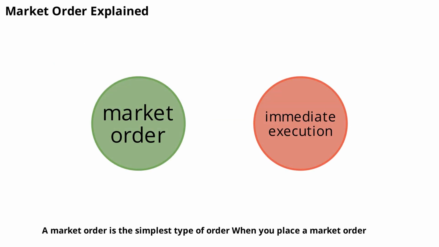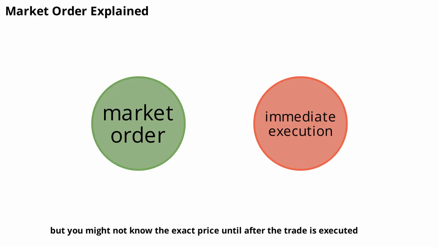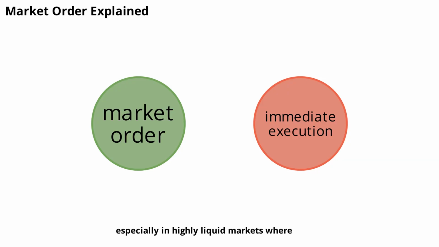A market order is the simplest type of order. When you place a market order, you're telling your broker to buy or sell a security immediately at the best available current price. This means your order will be filled quickly, but you might not know the exact price until after the trade is executed. Market orders are great when you want to ensure your trade happens fast, especially in highly liquid markets where prices don't change drastically in seconds.